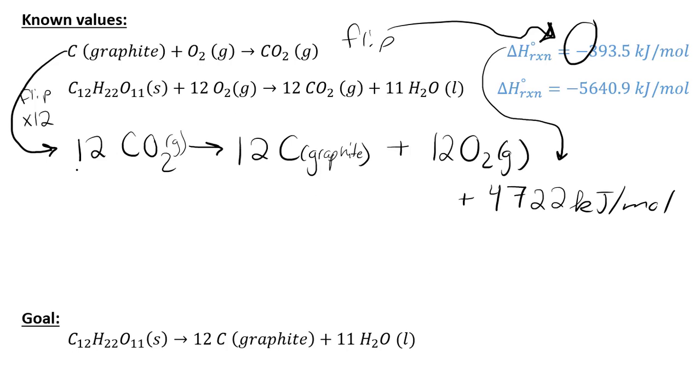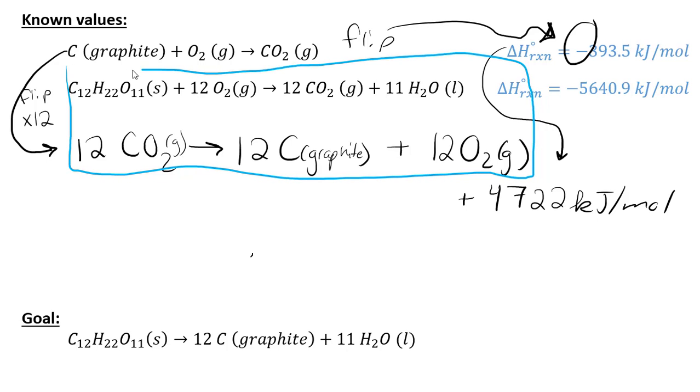So now I need to see, does anything cancel out? So we're just looking at these two equations right here. And we're saying between these two, can we add them together in some way so that we equal our goal, that being this equation right here? Well, let's see. We have 12 oxygens on this side and 12 oxygens on this side of the arrow, so they are going to cancel out. I have 12 CO2s here and 12 CO2s here, so 12 carbon dioxides will cancel with 12 carbon dioxides.